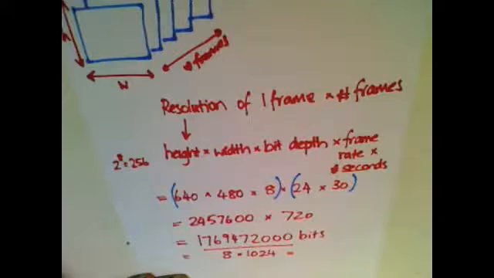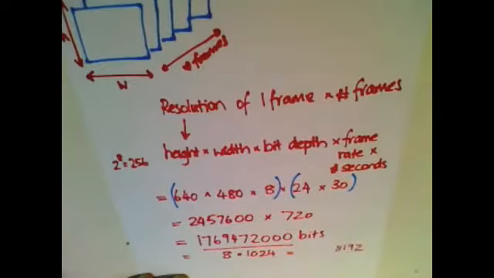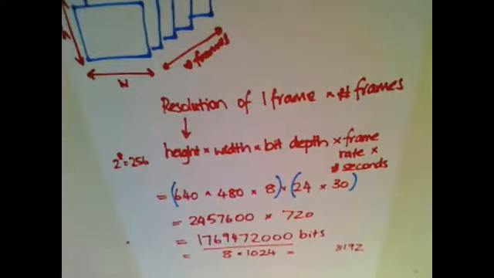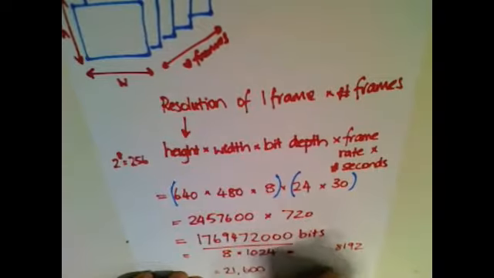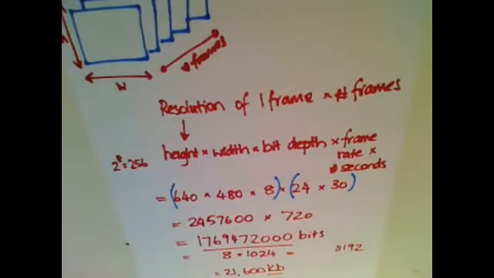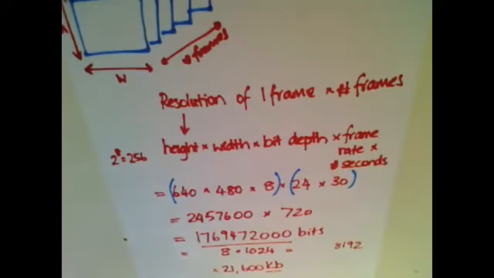So if I take my giant number here, 1769472 and 3 zeros, divided by 8192, we get a result of 21,600 kilobytes. Now it's important to put that kilobytes afterwards so that the marker knows what unit this is actually measured in.